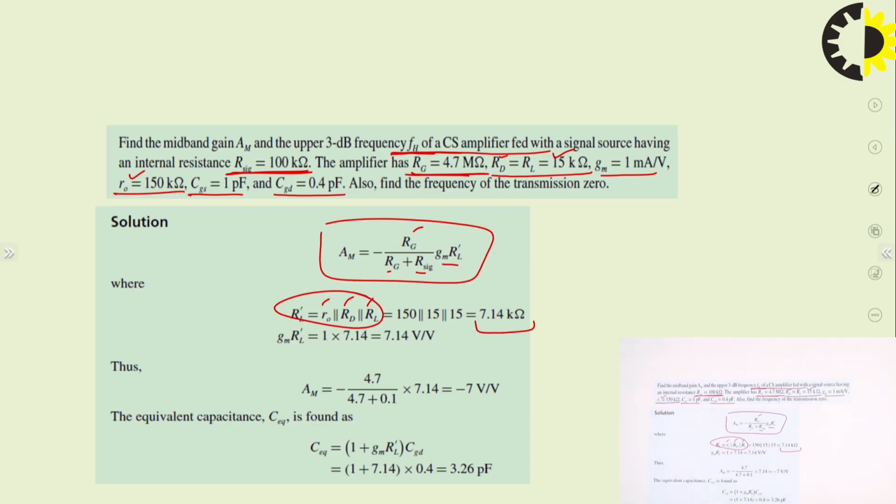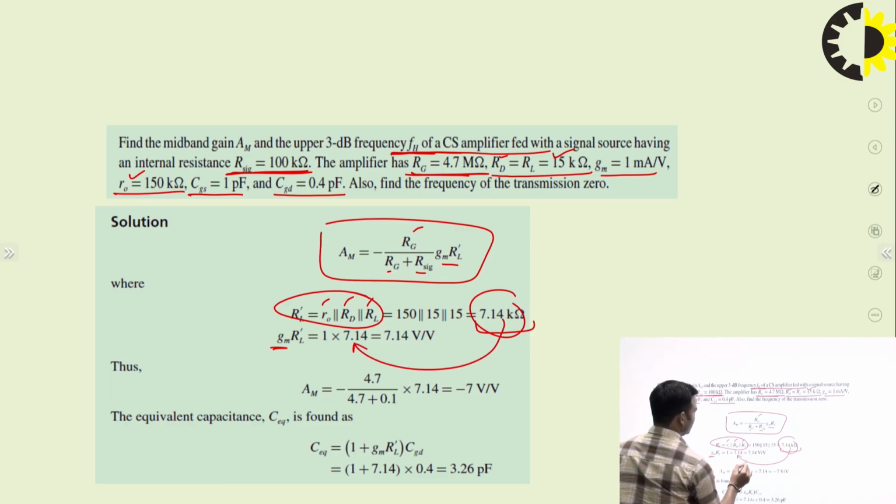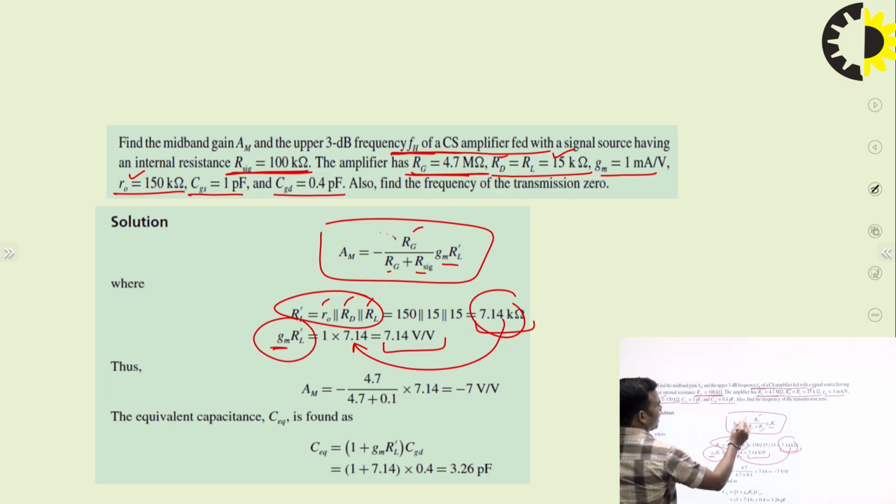GM RL dash: GM is provided, and you have already found out RL dash. Put this here and you will get GM RL dash. Now simply put this value and the RG and R signal values into this expression to obtain AM. And the value of AM is now minus 7.